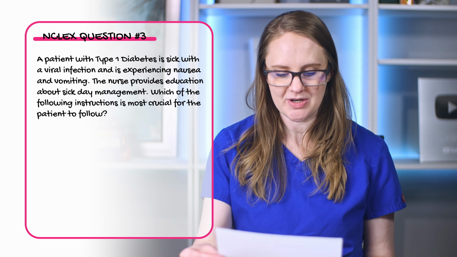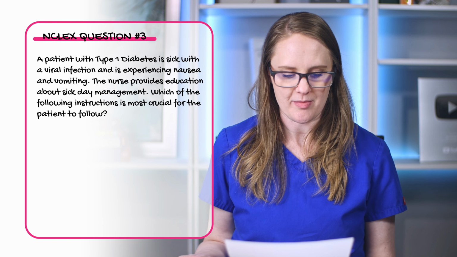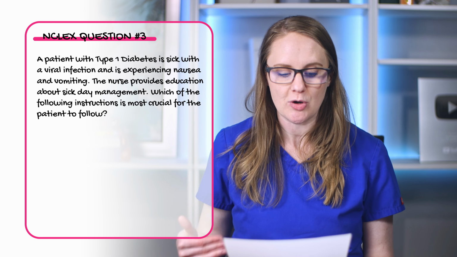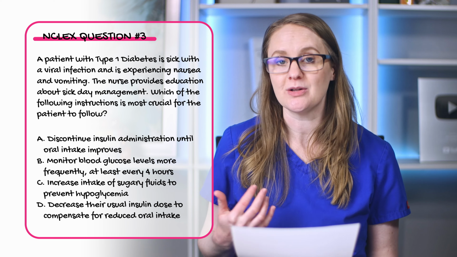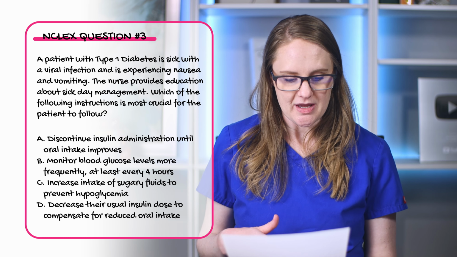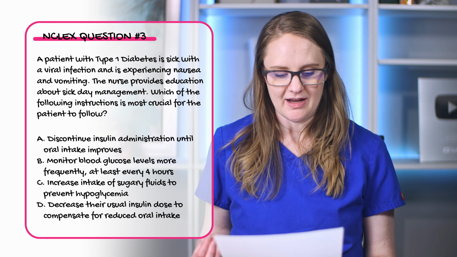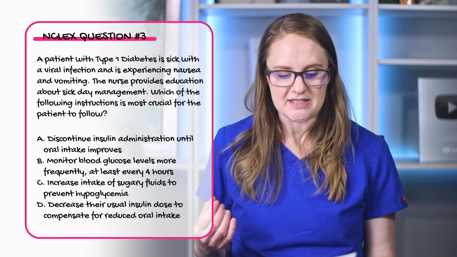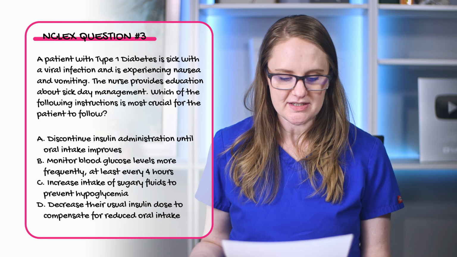Now let's do another practice question. Question 3. A patient with type 1 diabetes is sick with a viral infection and is experiencing nausea and vomiting. The nurse provides education about sick day management. Which of the following instructions is most crucial for the patient to follow? A. Discontinue insulin administration until oral intake improves. B. Monitor blood glucose levels more frequently, at least every 4 hours. C. Increase the intake of sugary fluids to prevent hypoglycemia. Or D. Decrease their usual insulin dose to compensate for reduced oral intake.